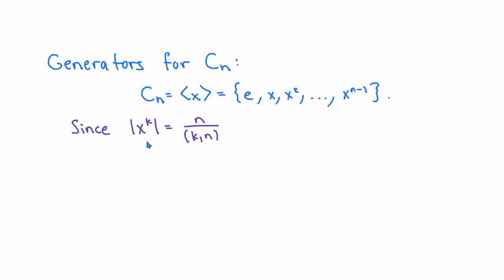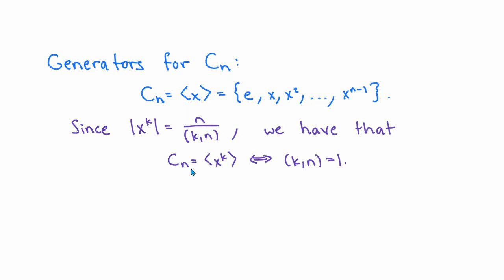Since the order of the subgroup generated by x to the k is equal to the order of x to the k, this is going to be a generator for the whole group if and only if its order is equal to n, and that's only going to happen if the GCD of k and n is equal to 1. So Cn is going to be generated by x to the k if and only if the GCD of k and n is equal to 1.